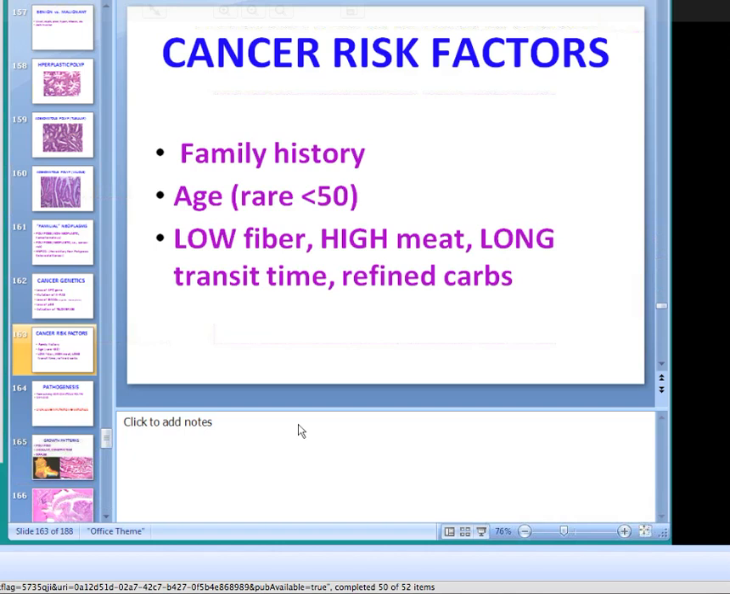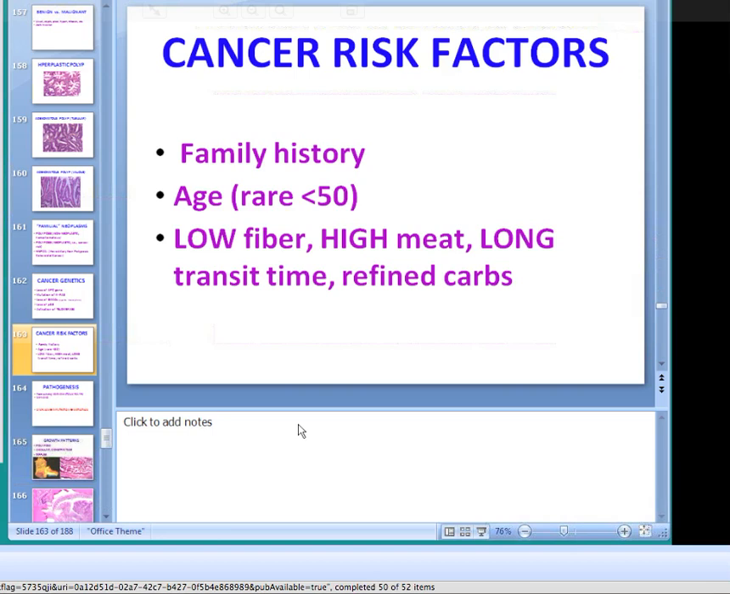What are other real cancer risk factors? Well, family history, age. It's rare to have colon cancer under 50. People that have low fiber diets or high meat diets or long transit times or have a diet of refined carbs, sugars, these are all people that statistically are more likely to develop colon cancer. And it's very easy to understand why. And I'll tell you the reason.